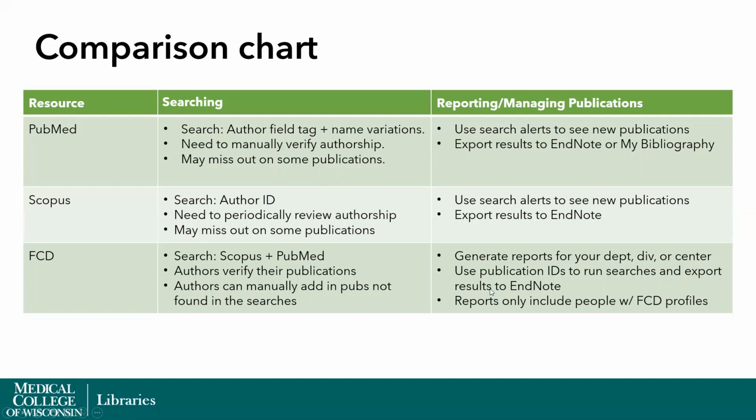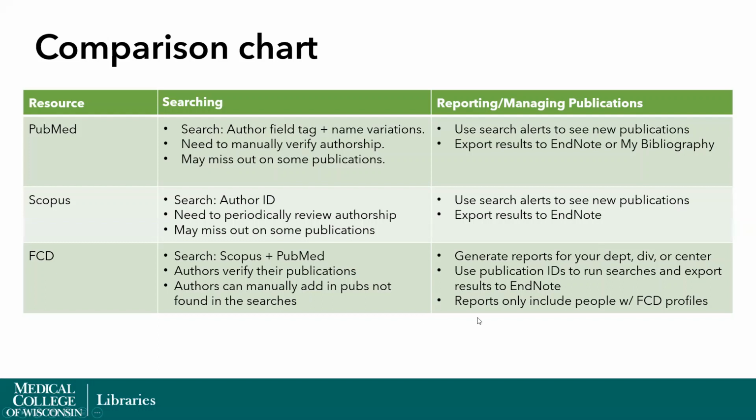With FCD, you can generate those reports and they come as an Excel document. So one thing about that is, in order to get the information from the Excel spreadsheet into EndNote, you do have to do a little bit of work. So the way I do it is I take the publication IDs that come with the report and I run those searches and then export the results into EndNote. So that process does take a couple extra steps, but it's really straightforward.